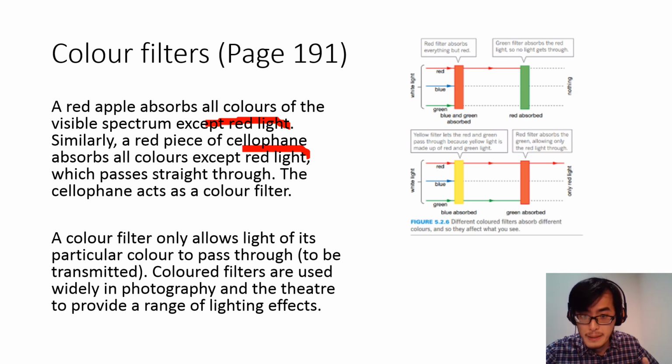If you look at the diagram at the bottom, if you have a yellow filter, it says the yellow filter will let red and green pass through because yellow light is made up of red and green. So red and green light will be reflected. It will not be absorbed. But if you have a red filter, the red filter now will absorb green light, but it will allow red light to pass through because red light will be reflected. So that is generally speaking how absorption and reflection of light works. Moving on to the next slide.